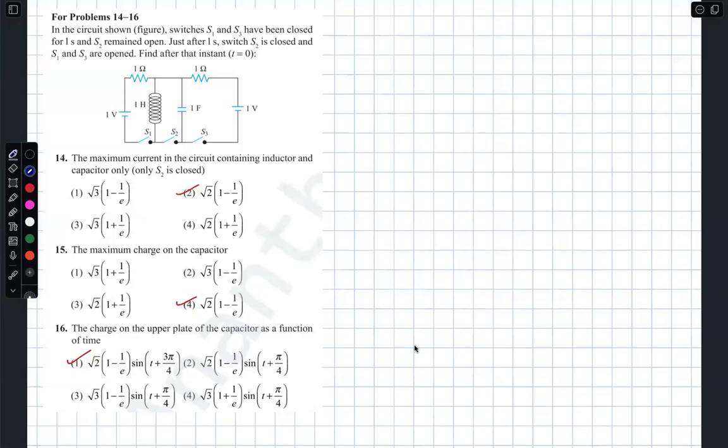In this circuit shown in the figure, switches S1 and S3 have been closed for 1 second. S1 and S3 are closed with S2 remaining open. That is an individual situation, and this is an individual situation. Right.